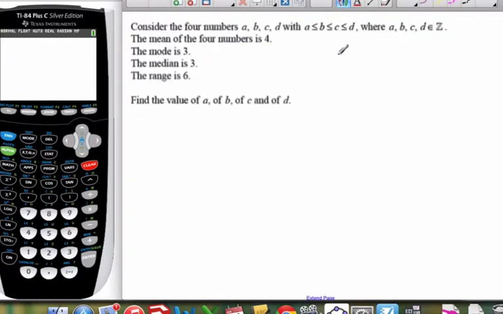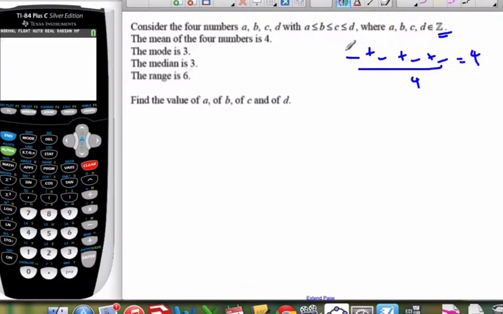Let's try another example here. So consider the four numbers A, B, C, and D. A is the smallest and D is the largest, but they could be equal to each other. And I know they are integers. And I'm told the mean of the four numbers is 4. Well, that means if I add up the four numbers and divide by 4, it's going to be 4.